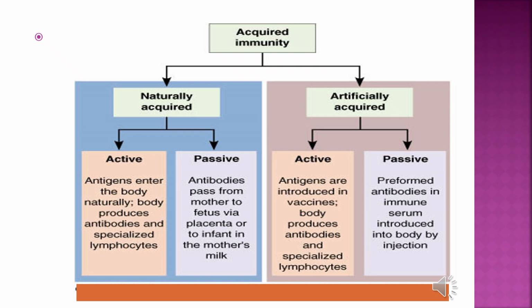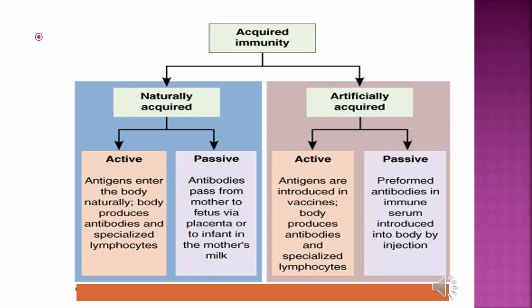Now we will see acquired immunity. Acquired immunity is divided into naturally acquired and artificially acquired. And naturally acquired is again divided into active and passive. So we'll see examples of active and passive. In active, antigens enter the body naturally. The body produces antibodies and specialized lymphocytes.